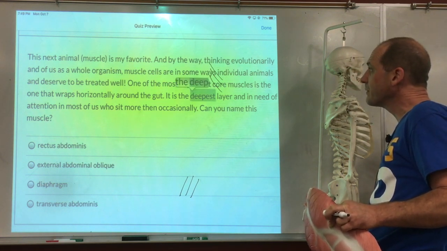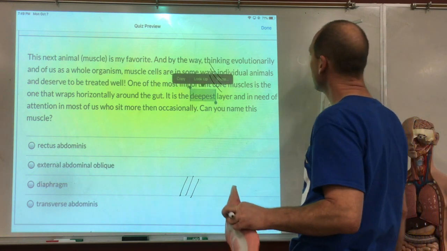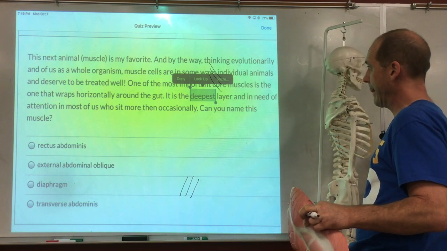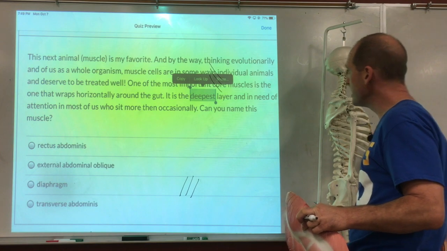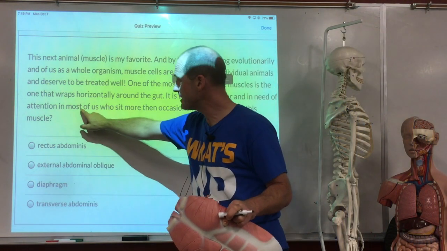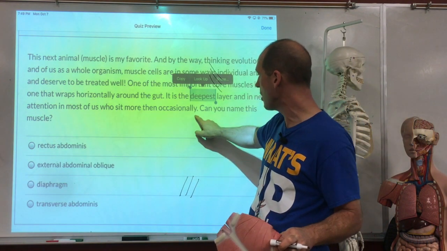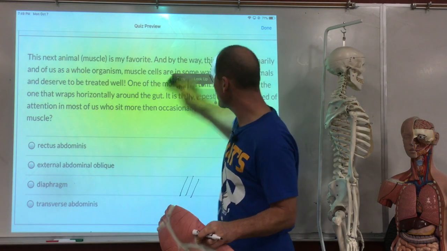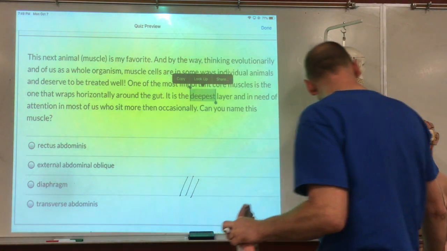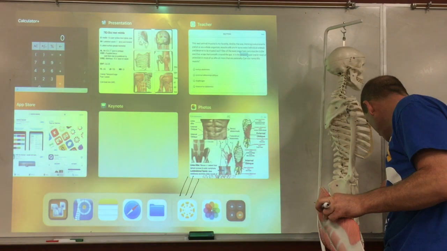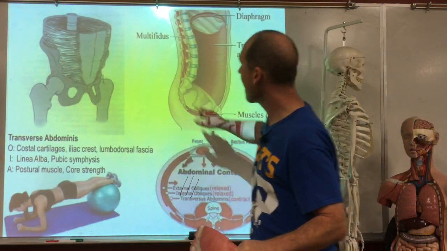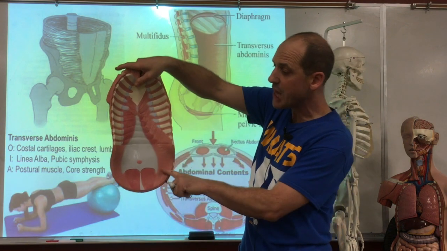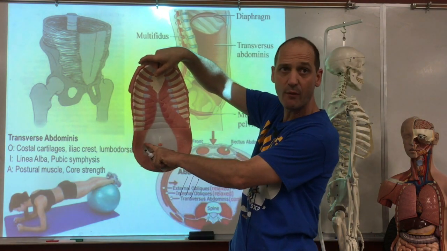Thinking evolutionary. It wraps horizontally around the gut. It's the deepest layer. Needs attention. So this muscle is which one? Transverse. The transverse abdominis muscle. And the transverse abdominis muscle, I think is on the next one, is right here on the model, on the inside. You see the fibers go across that way?